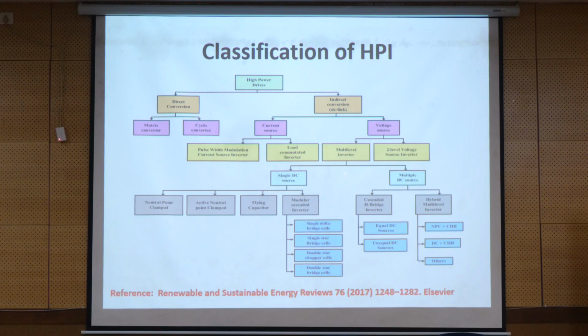Modular cascaded: modularity can also be achieved with the flying capacitor and the diode clamp, but at lower levels. Completely, we can't say that we can't achieve the modularity. It can be achieved at the lower levels, either 3, 4 or 5, because it is a well proven structure and it is easy to incorporate. Here there are single delta bridge cells, single star bridge cells, double star bridge chopper cells and double star bridge cells; that is the modular cascaded inverter topology.